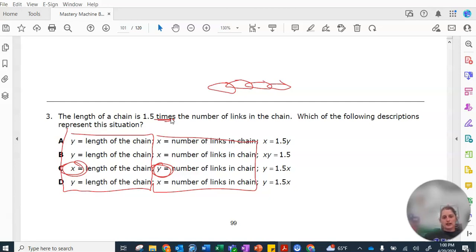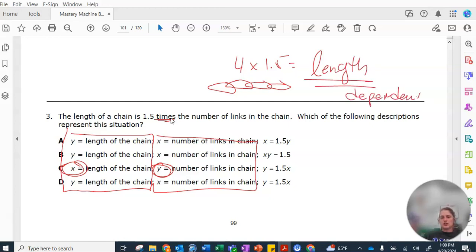So if I have 4 links, I would do 4 times 1.5, and that would give me the length. And since this is my answer, I'm assuming this is my dependent variable. So length needs to be my dependent variable, not my independent. So C is wrong. C is backwards. And I need it to be a multiplicative relationship. These are my number of links. If I changed it to 5 links, I'd change this one. Which means this is my variable, which we're calling x, my independent variable, and this is my coefficient, the number that I'm multiplying it by. So that's what I'm looking for.